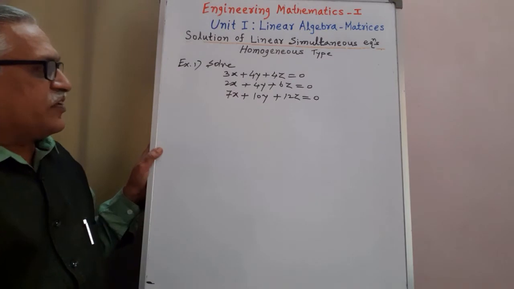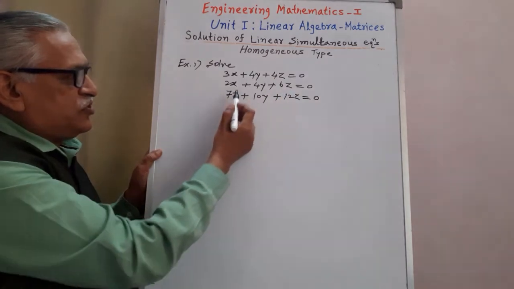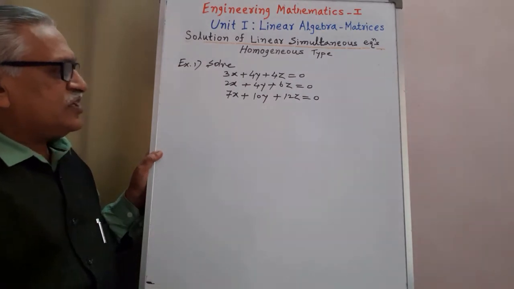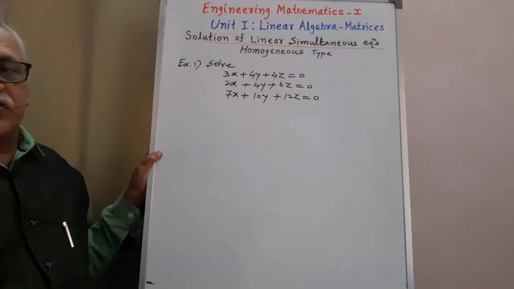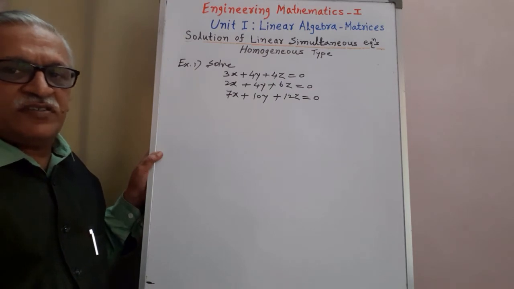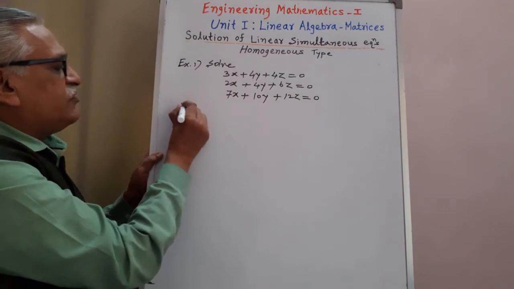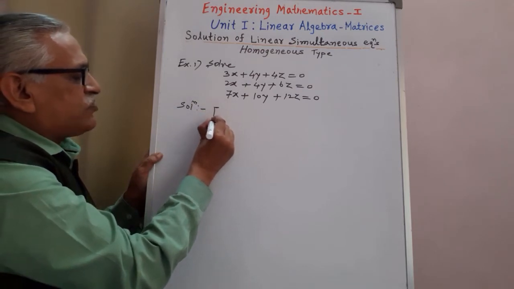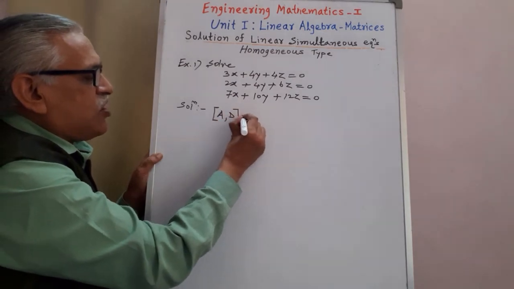Solve the following equations. The equations are 3x plus 4y plus 4z is equal to 0. The second equation is 2x plus 4y plus 6z is equal to 0. And the third equation is 7x plus 10y plus 12z is equal to 0. As all the values on the right hand side are equal to 0, this system of equations is of homogeneous type, and therefore we try to obtain the solution by taking a combination of matrix A and matrix D, which we call the augmented matrix.